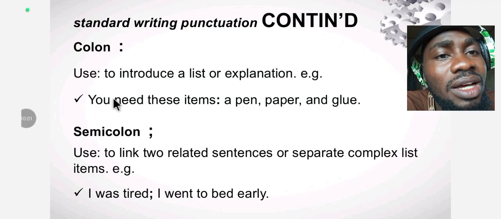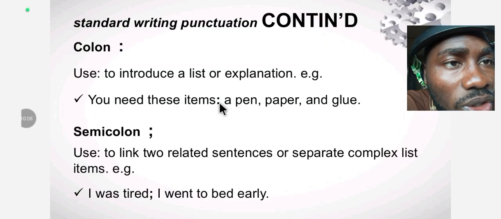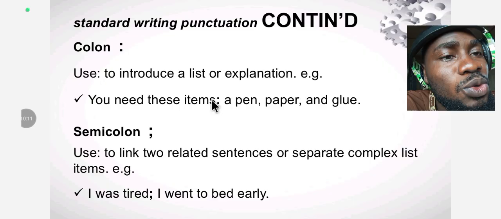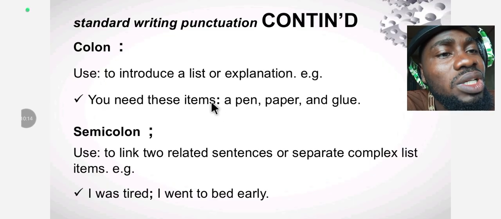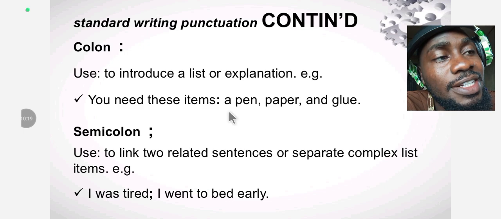Let's see. For example, you need these items: a pen, paper, and glue. Can you see? Use it to open the listing that you continue with commas, as the listing goes on.